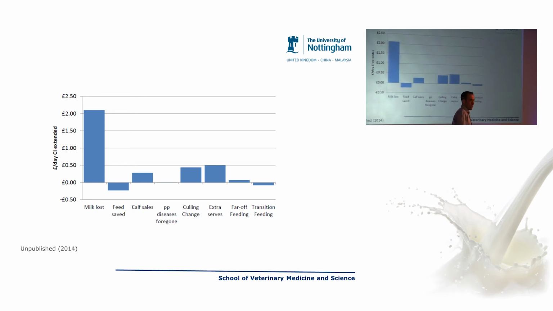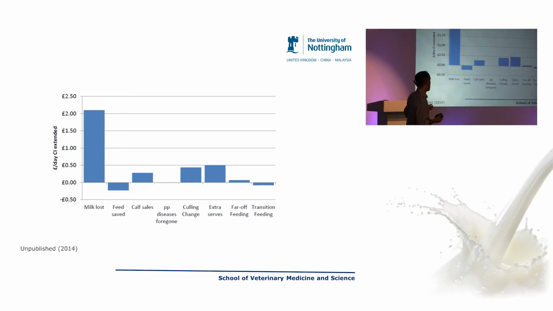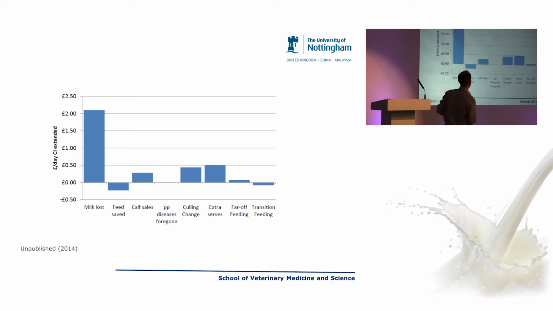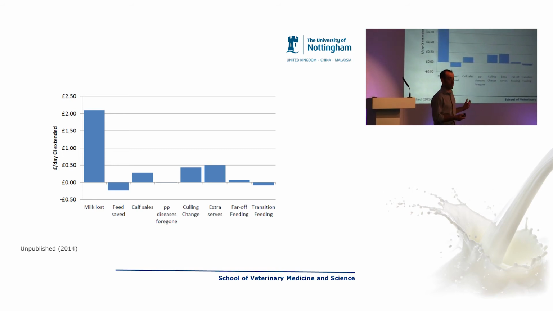And this model used periparturient disease direct costs only, so they ignored any culling or yield effects, which is why the periparturient disease one there is so low. So they completely avoided double counting, but probably also underestimated the true cost.